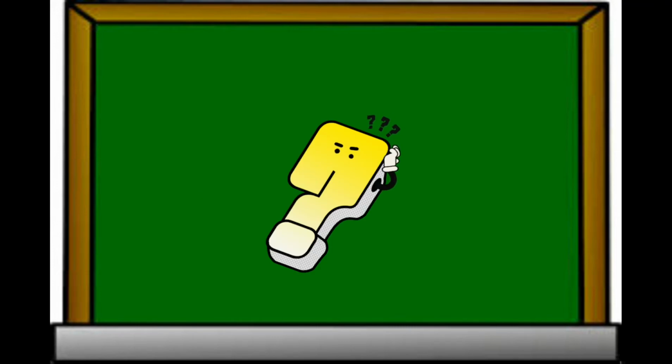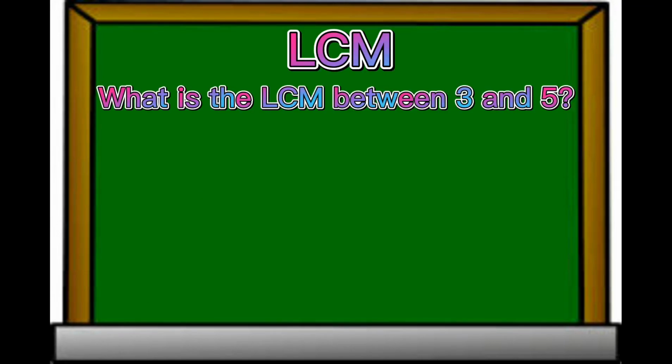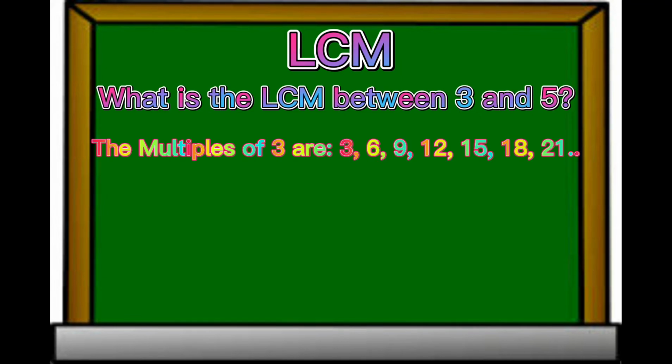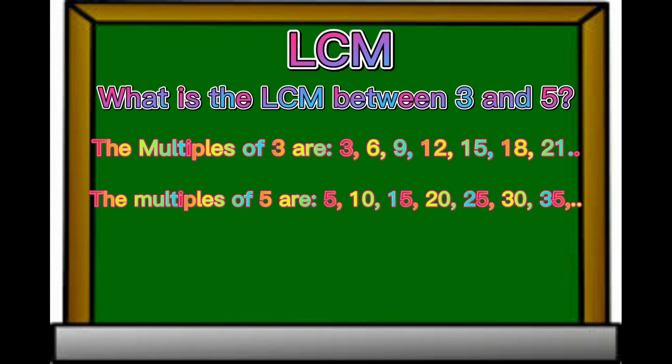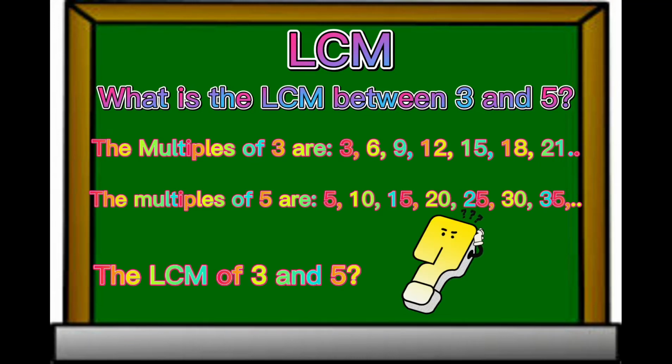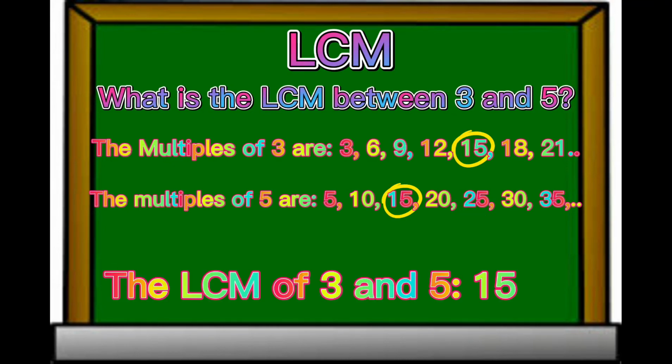Can you find the LCM? What is the LCM between 3 and 5? The multiples of 3 are 3, 6, 9, 12, 15, 18, 21. The multiples of 5 are 5, 10, 15, 20, 25, 30, 35. What is the LCM? Is it 15? Yes, great job! The LCM between 3 and 5 is 15.